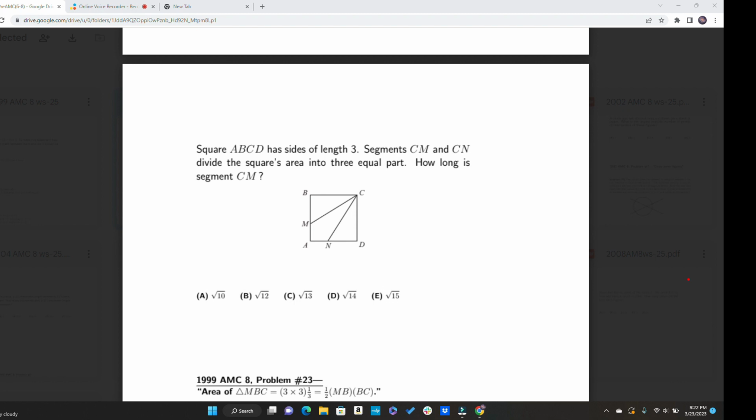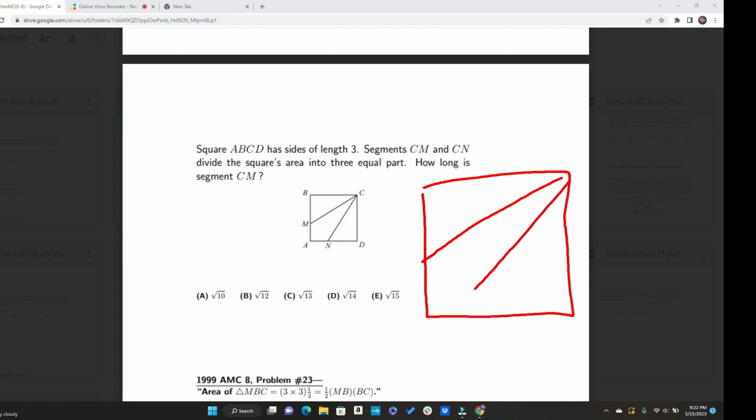Okay, so let's fill in what we know. So side length 3. What's the area of our total square, not the 3 segments? Our total square has area 9, right? 3 by 3. So that means each of our segments has area 3, right? Equally divided. So we want to find the segment of CM.